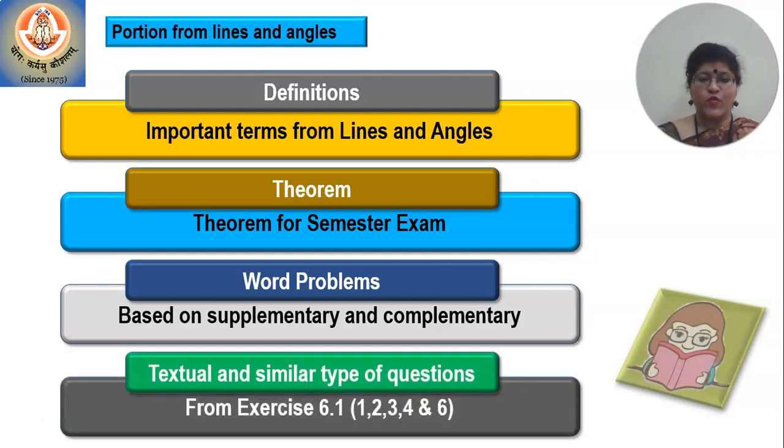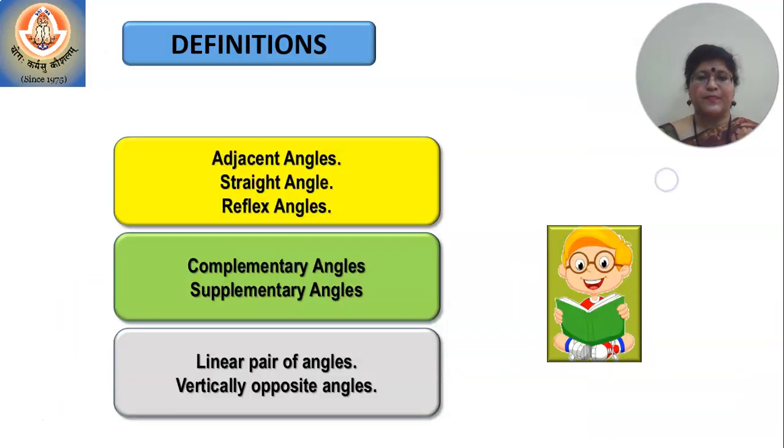Textual and similar type of questions from the textbook, exercise 6.1, revise first, second, third, fourth and the sixth question, and you could get similar type of problems. So with this, we start with revision on lines and angles.